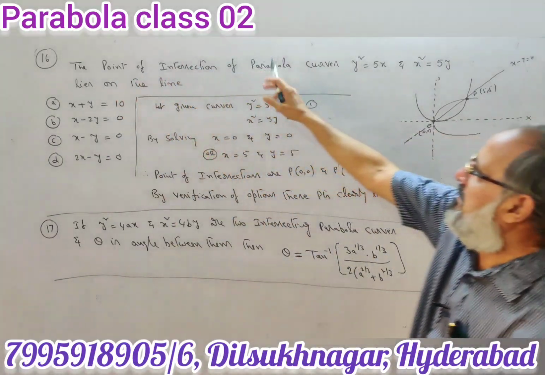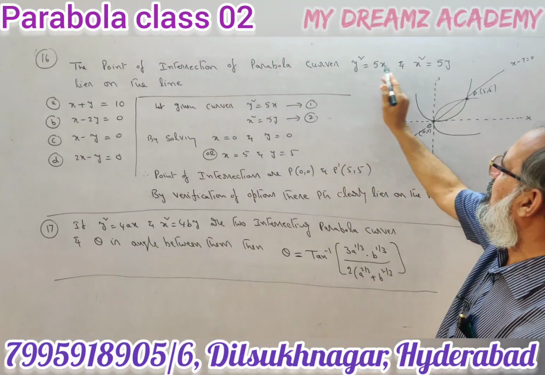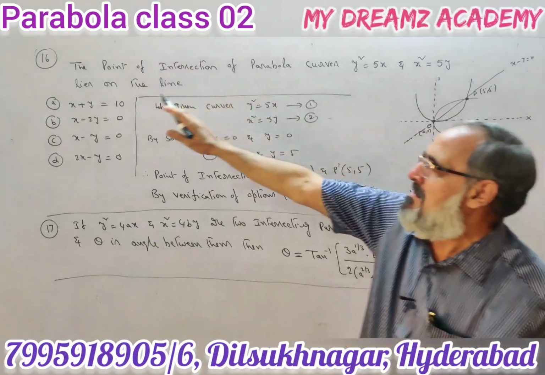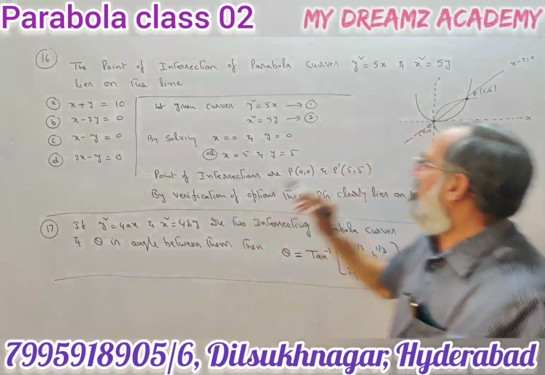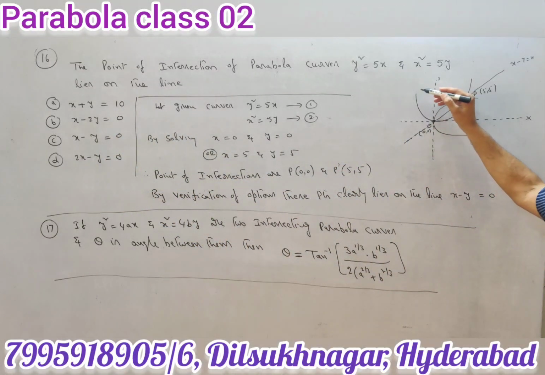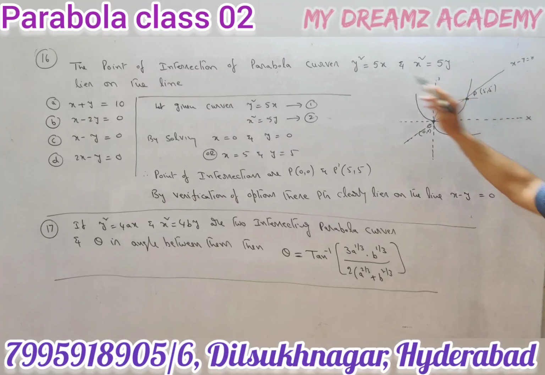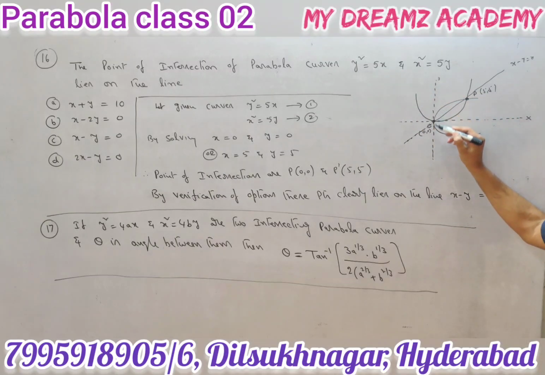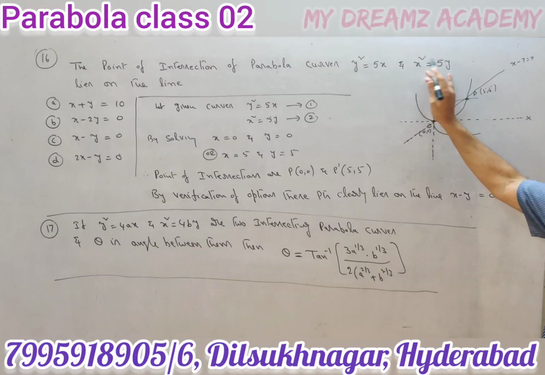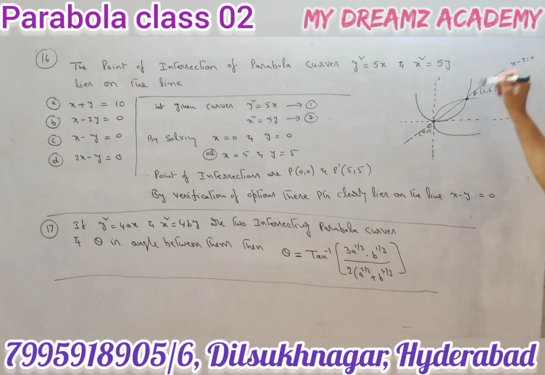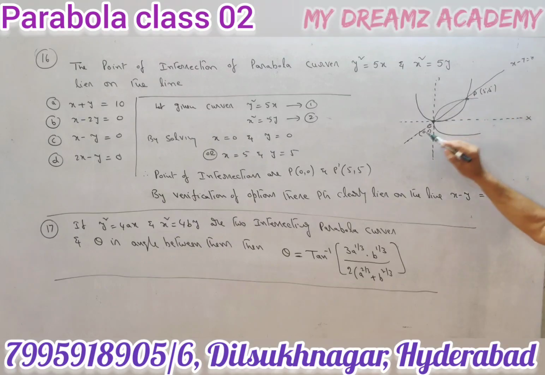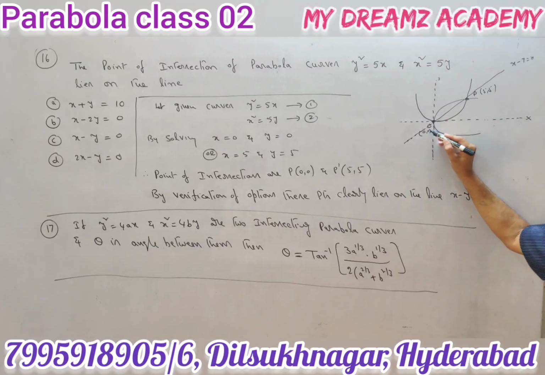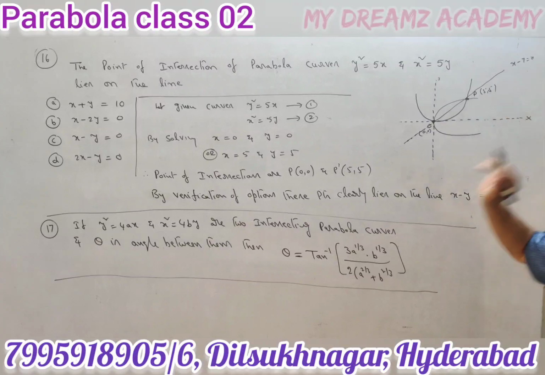Yes, continuation to my previous 15th question, the 16th. The point of intersection of the parabola curves y square equal to 5x and x square equal to 5y lies on which of the following 4 lines? For this, you observe that y square equal to 4ax is the standard curve like this, and x square equal to 5y is a curve above like that. These two are intersecting at the origin as well as at P dash.